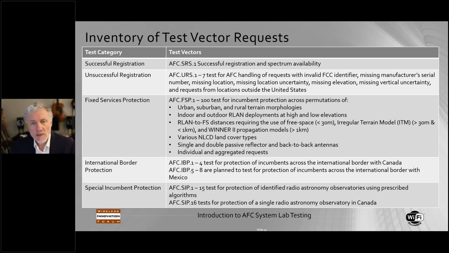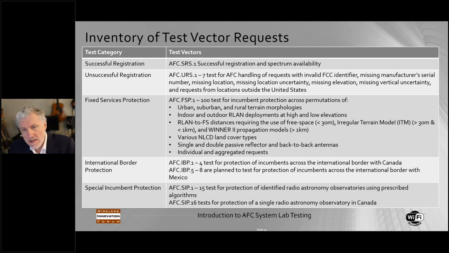In addition to those, we have a special set of test vectors to test along international borders. There are rules set up in the communications we have from the FCC, and those are documented in the TS-1014 about how to handle incumbents that may lie close to the border of the United States and potentially could experience interference from access points operating in this band within the United States. We have four test cases that exercise this for Canada. We don't yet have any for Mexico. There are still some open issues that we haven't yet resolved about testing those, but I expect those will be straightforward, and there are only four additional tests.